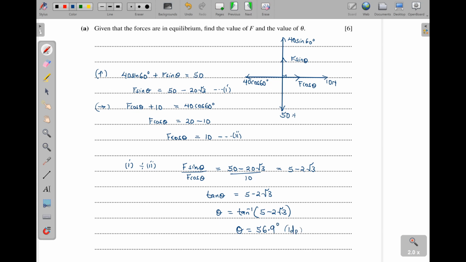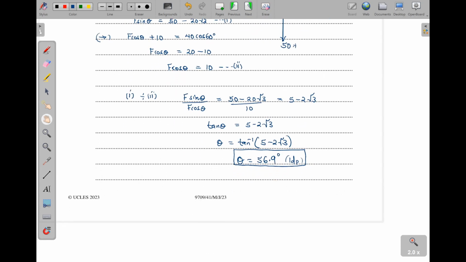Always remember to put degrees. If you don't put it there, then that means that the angle is in radians, yet you have calculated it in degrees. So be very careful there. Then we can substitute and we get the value of F. When I substitute, I can use any of the equations.